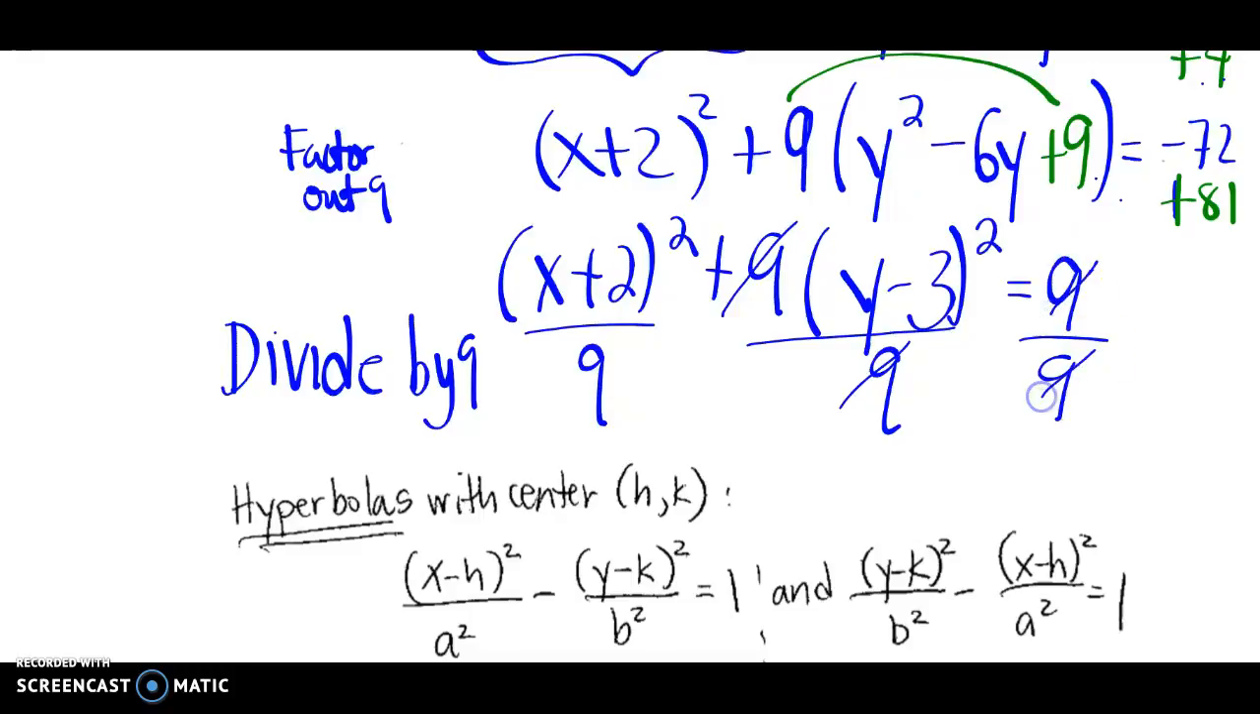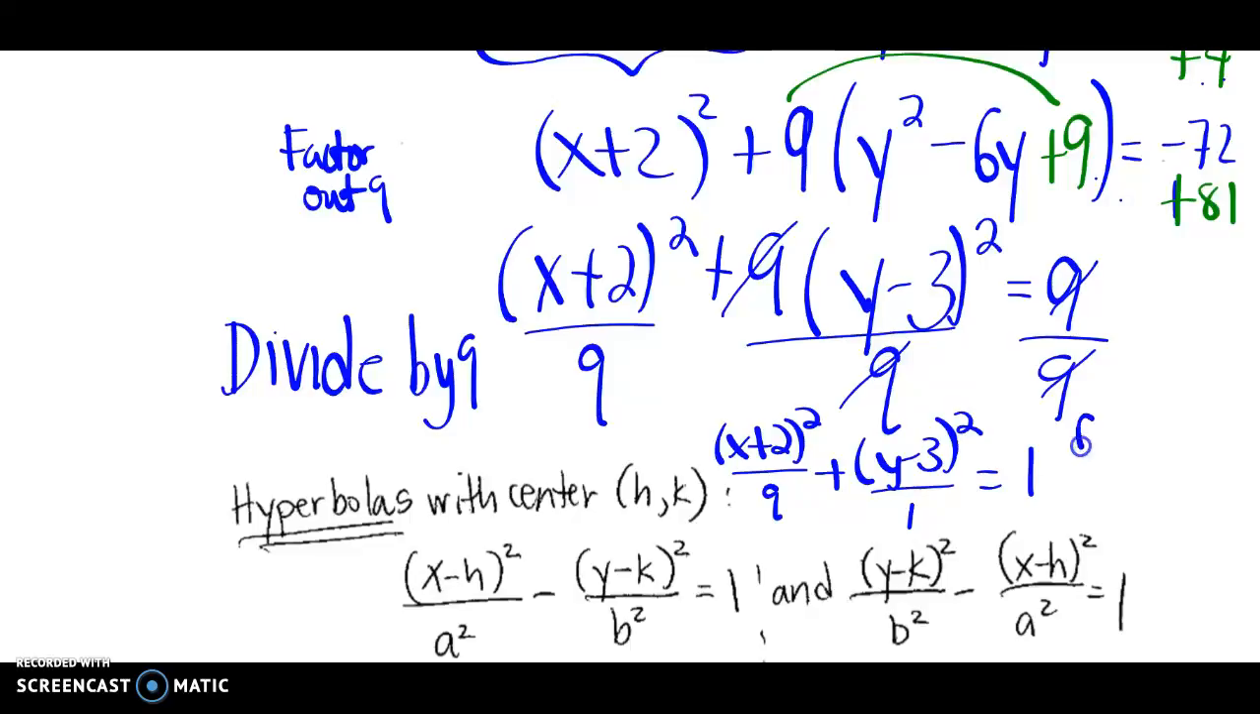This is also going to simplify to 1. So we end up with x plus 2 squared, y minus 3 squared, equals 1. And you can put over 1 just to keep track of that. That's going to be your b squared equals 1.